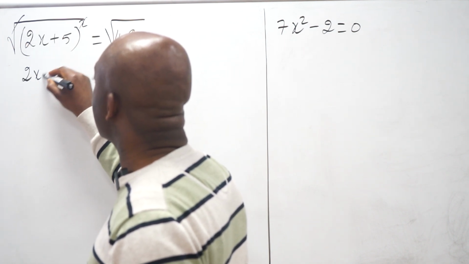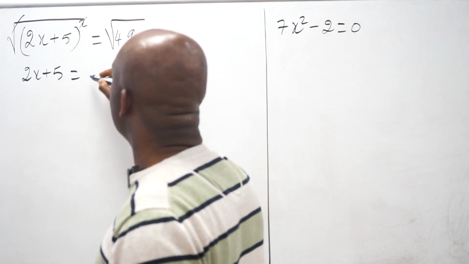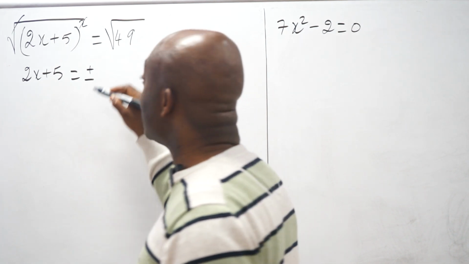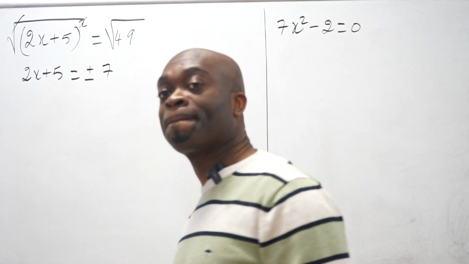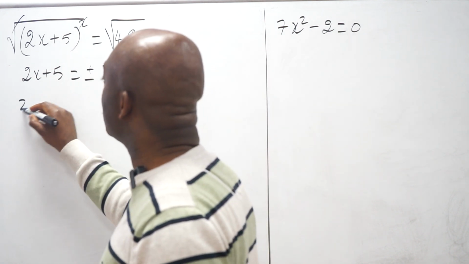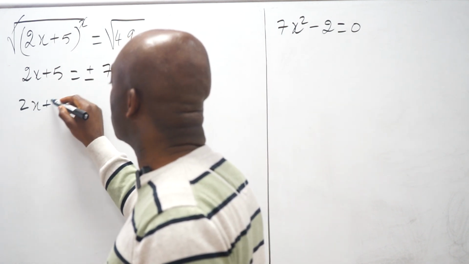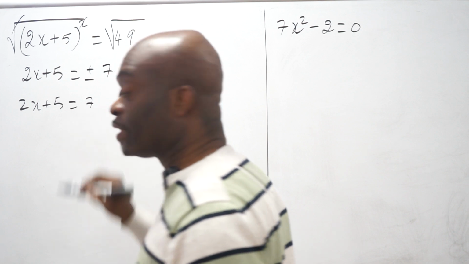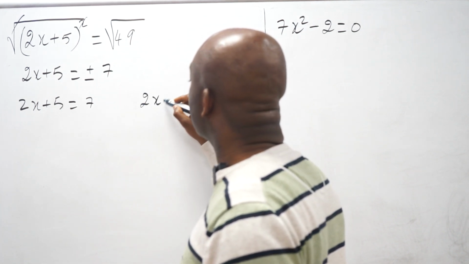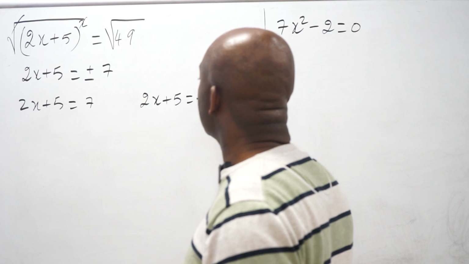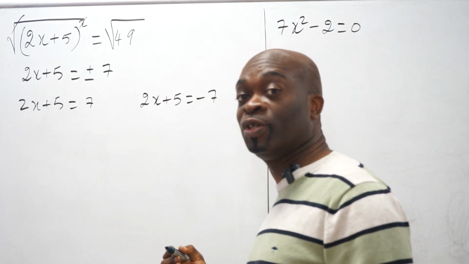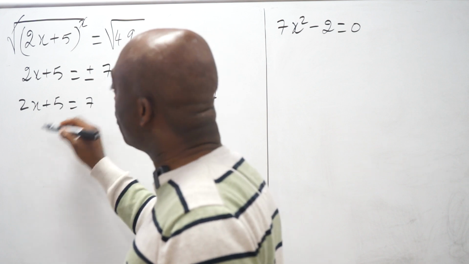So we end up with 2x + 5 equals plus or minus the square root of 49, which is 7. Okay? So that means we're solving for 2x + 5 equals positive 7, or 2x + 5 equals negative 7, because remember, you have plus and minus. So we're going to solve for those two equations, and we know how to do that.